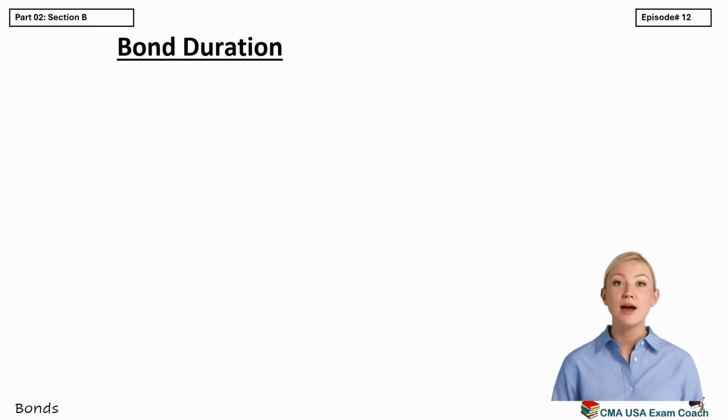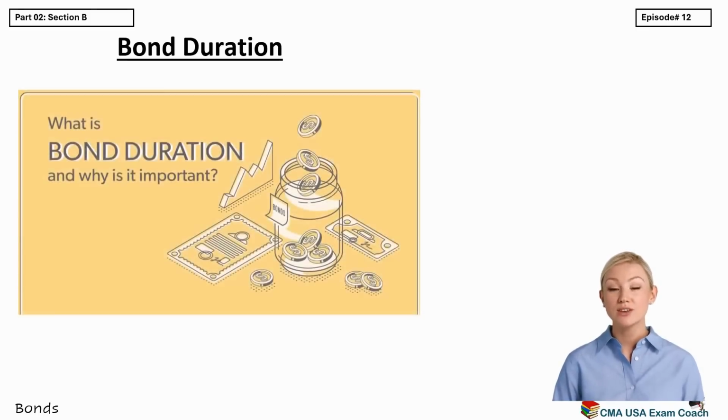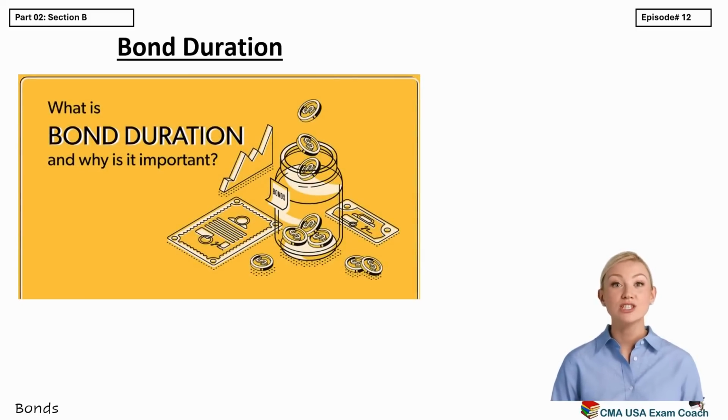Next, we are discussing bond duration. What is duration? In everyday language, duration just means length of time. But in finance, duration means something deeper. It's about how long it takes to recover your investment and how sensitive your investment is to changes in interest rates. So, think of duration as a hybrid concept. It combines time, when you get your money back, and risk, how your investment reacts when interest rates change.